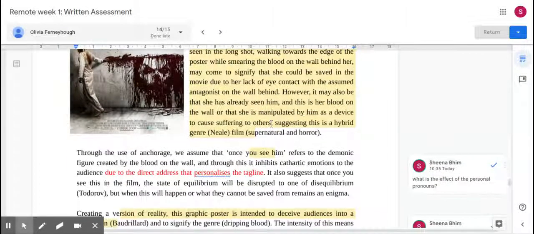So the state of equilibrium is going to be disrupted to one of disequilibrium once you see the film, but when this will happen, or what they cannot be saved from, remains an enigma. So there we're encouraging the audience to see this film.